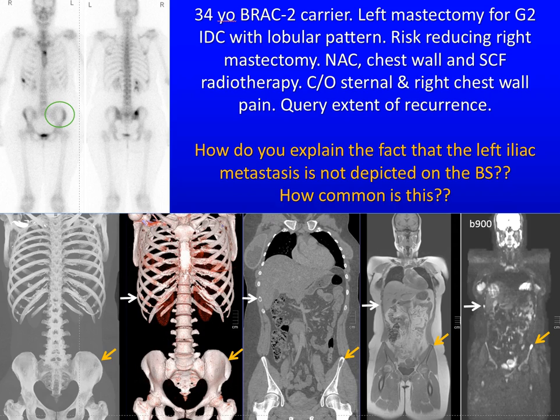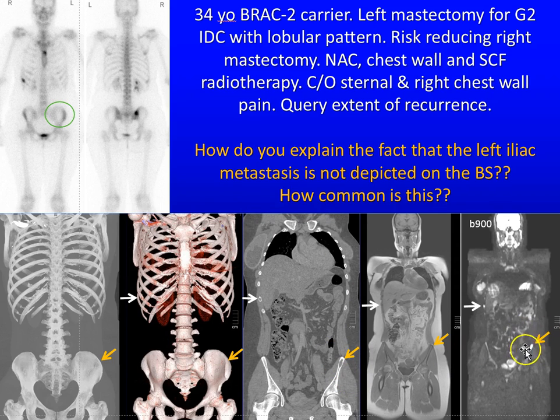As per protocol, she has a bone scan which shows 3 lesions: the sternal bone, the right lower rib, and posteriorly in the right iliac bone. But what I'd like you to do for the purposes of this talk is to look here anteriorly in the left iliac bone, and you can see there's a symmetric appearance. However, on the CT scan we can see a lytic lesion.